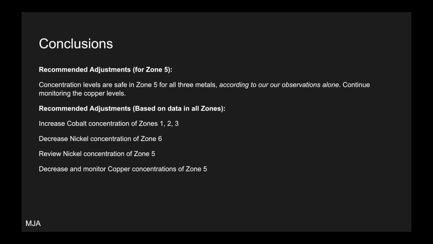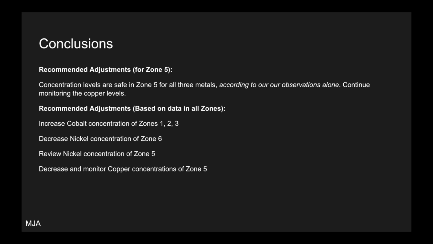Based on the data collected by this group for Zone 5, the concentration levels are safe for all three metals. It may be wise to monitor the copper levels in Zone 5, however, as its concentration of 0.454 milligrams per kilogram is approaching the upper safety limit. Regarding the concentration levels of each zone, the cobalt concentration in Zones 1, 2, and 3 all need to be raised to a level within the upper and lower limits.